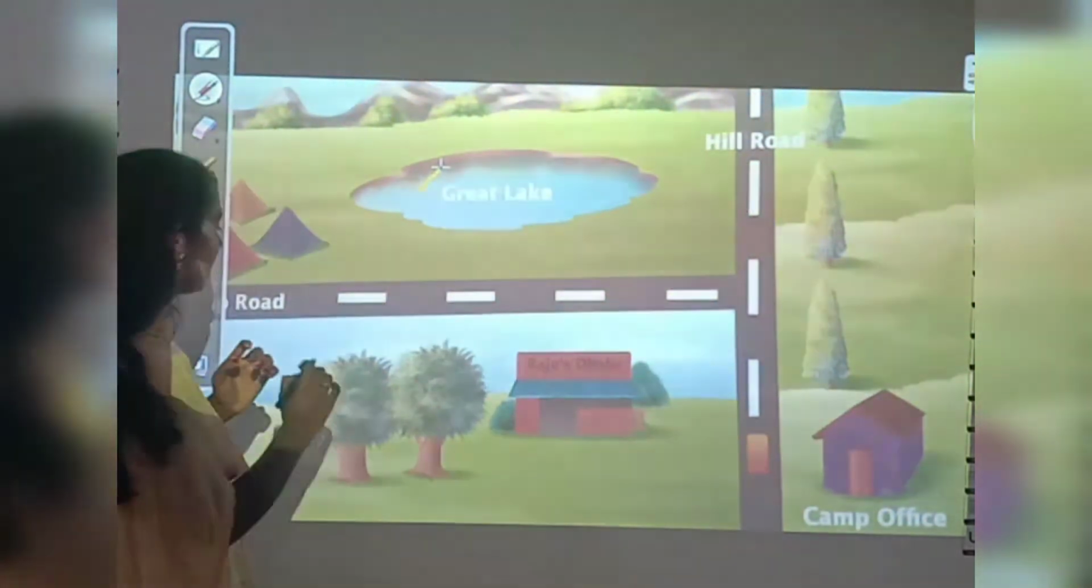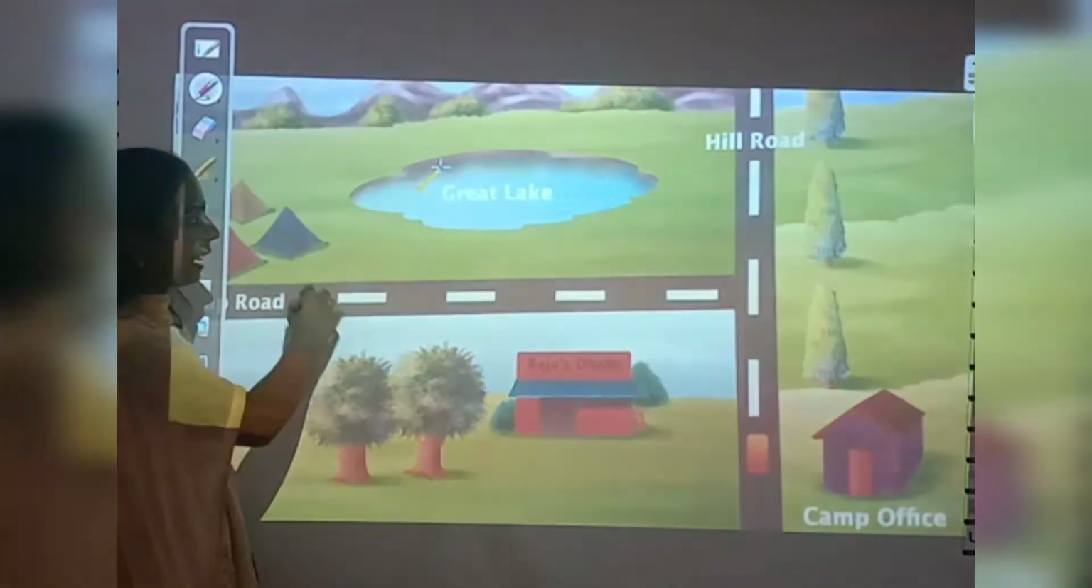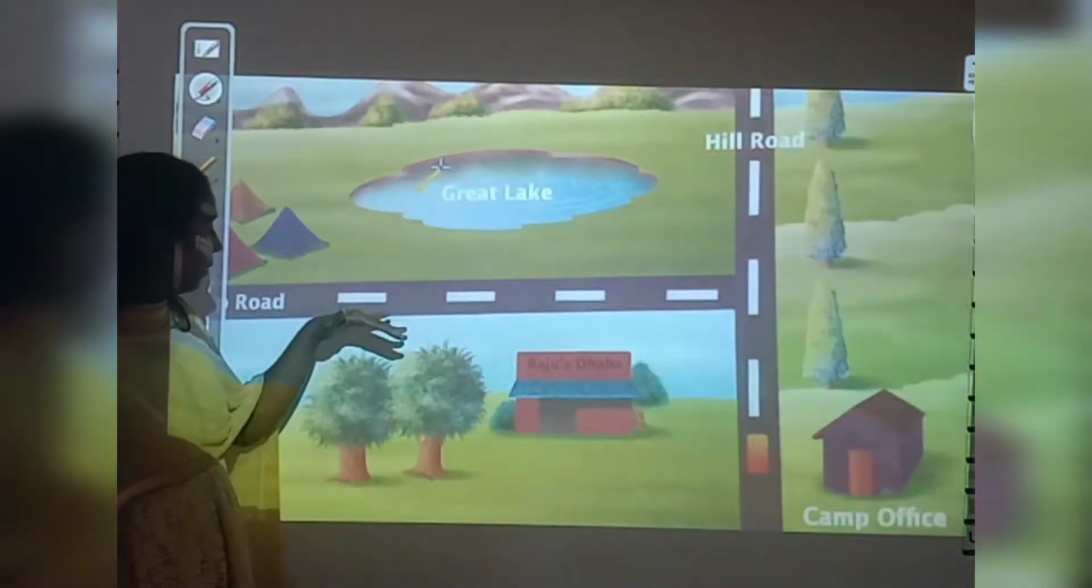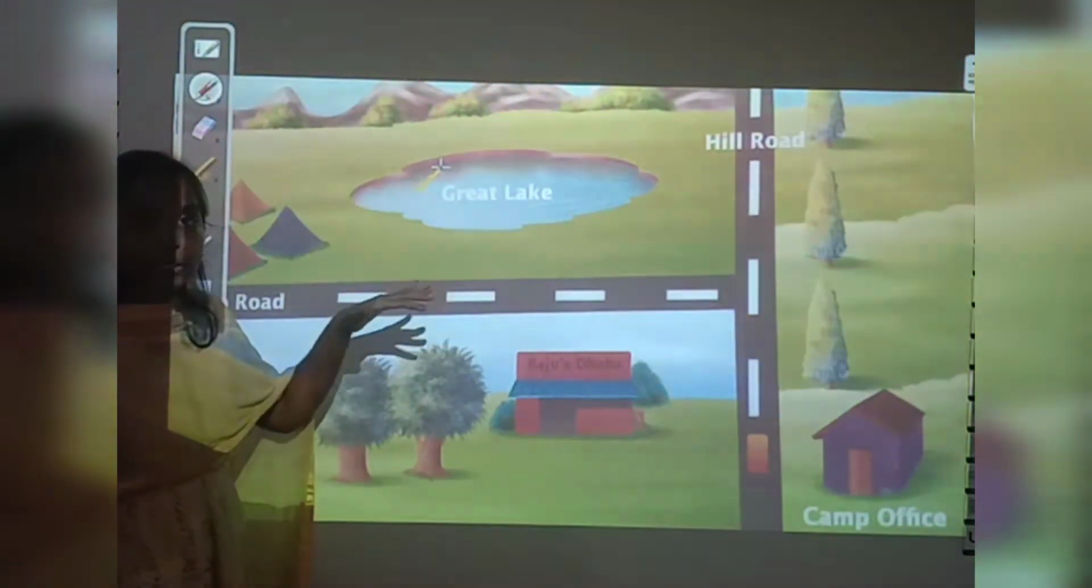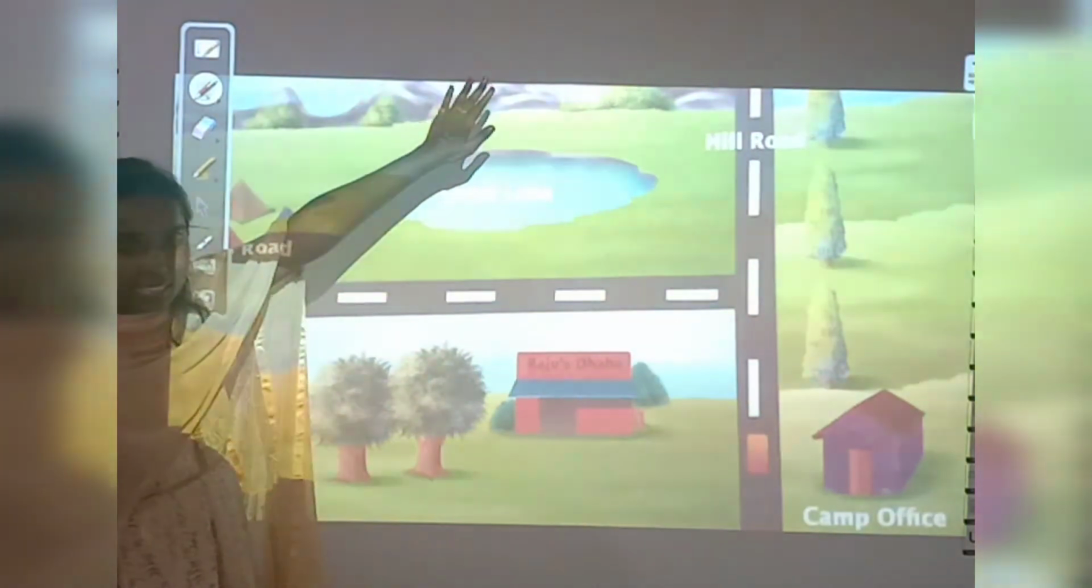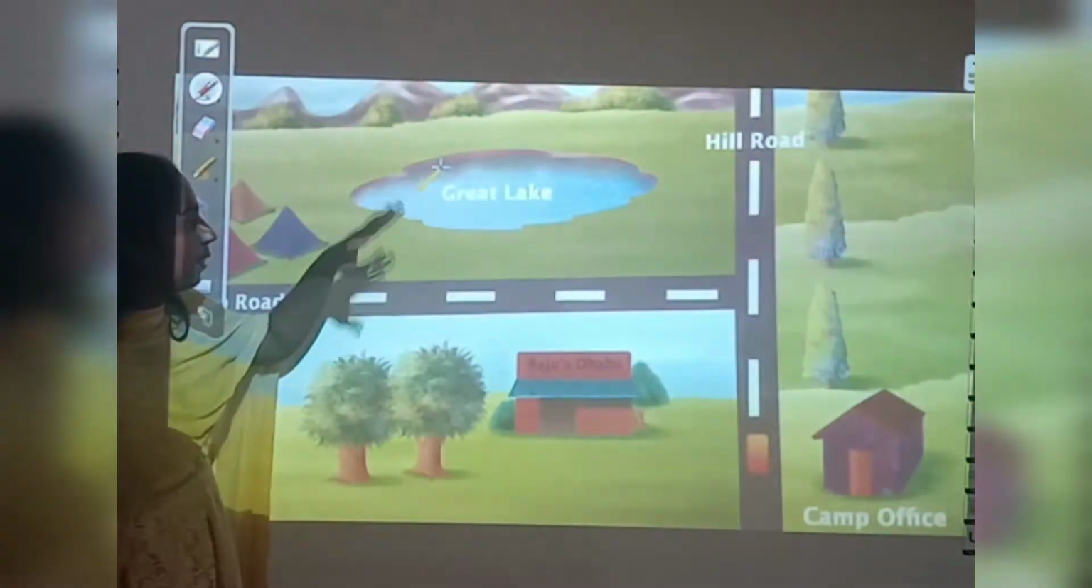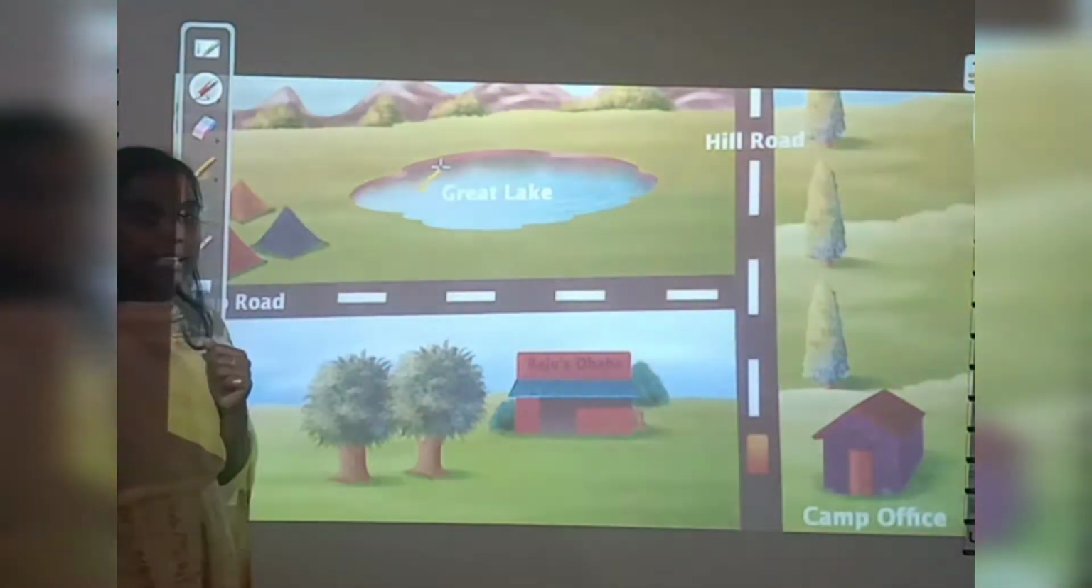How will you say it? Now you are standing here, in this direction. Where is it located from this Camp Road? It is located on your left hand side, right? So you will say it is located on the left hand side of this Camp Road.